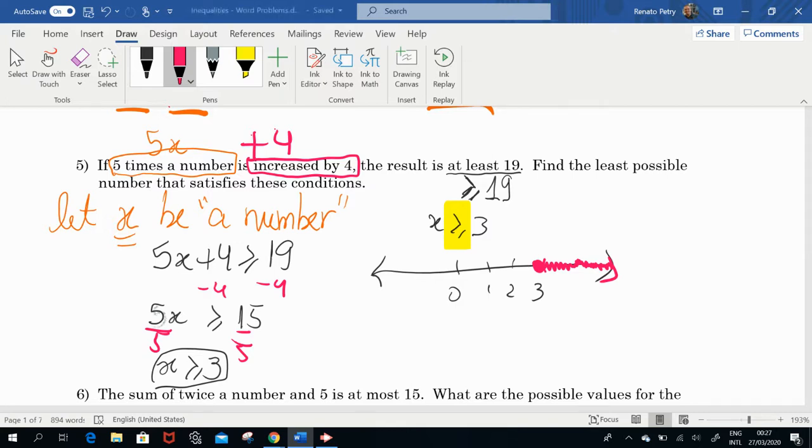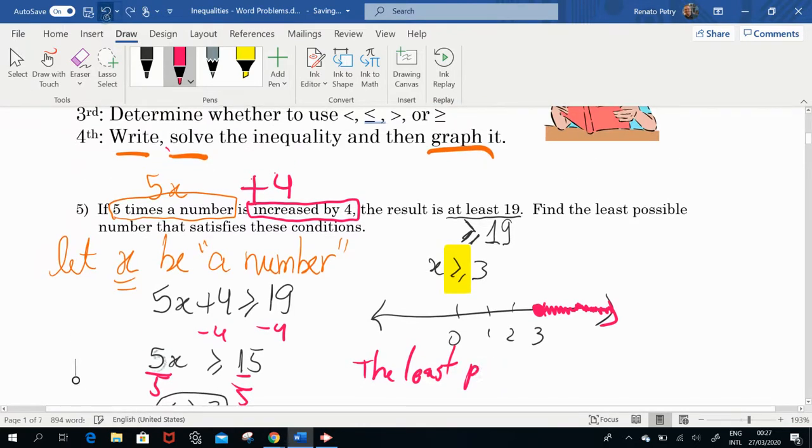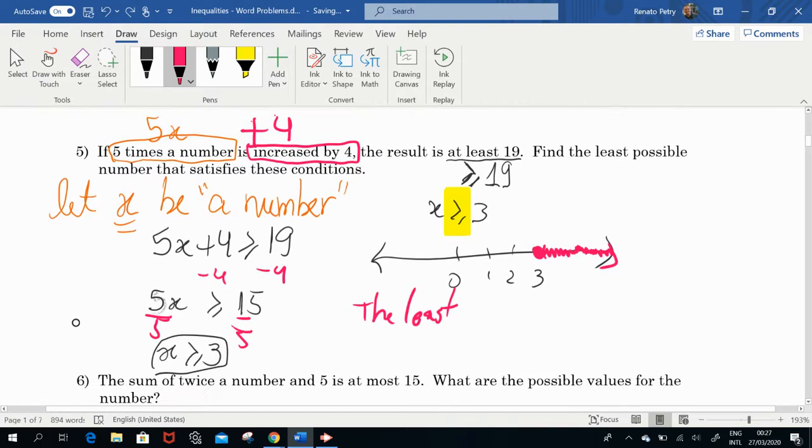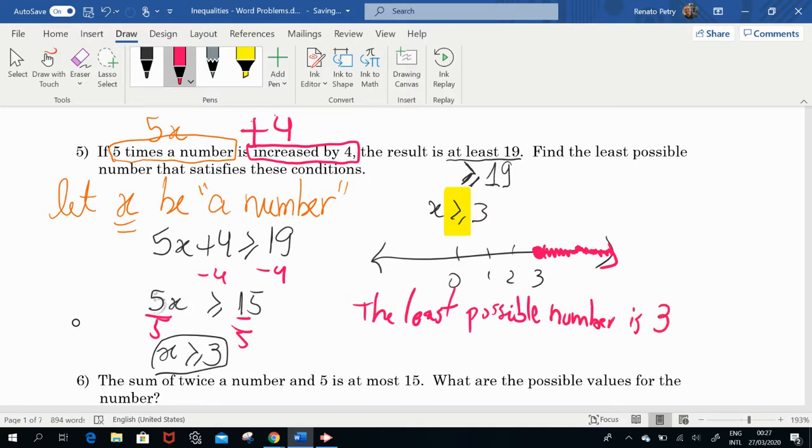Then the question is, find the least possible number that satisfies the condition. Oh, my handwriting is not that good. Sorry, guys, that's because of the writing tools here from my laptop. The least possible number is 3. That's my sentence.